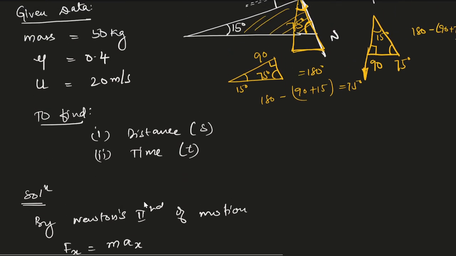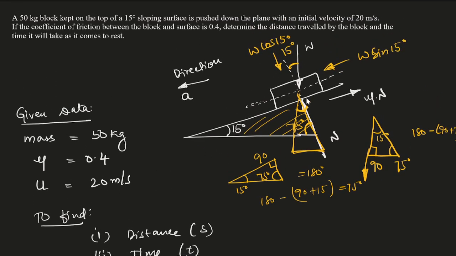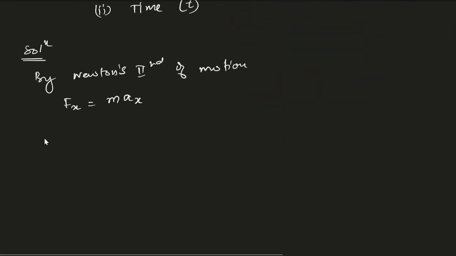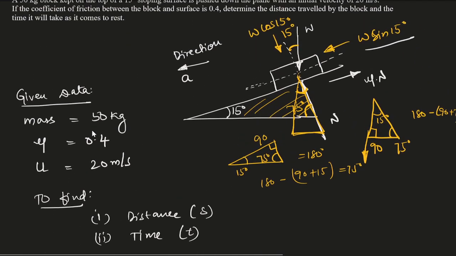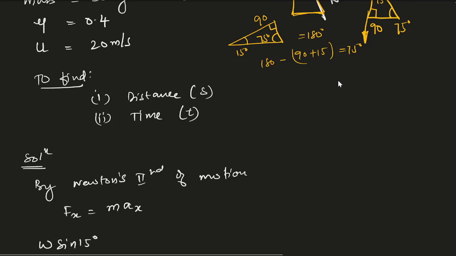Here we have to frame all the x direction forces. In the x direction we have W sin 15, and its direction is similar to the direction of the acceleration, so it will be positive. First I'll write that down: positive weight sin 15 degrees. Then we have one more horizontal force, that is mu times N. This is a frictional force opposite to the direction, so it will become minus.